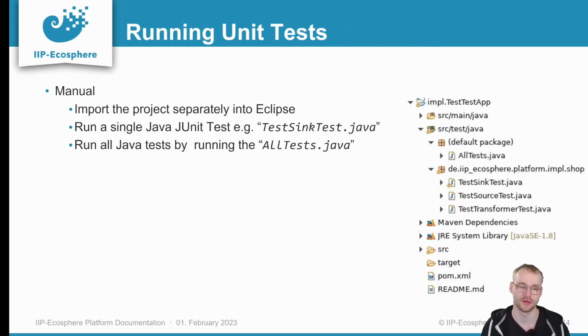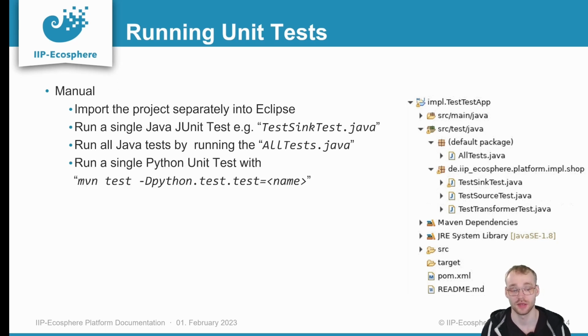How do I run these tests? So first of all, your project needs to be imported as a separate project beside your impl model, which is a given project. And you can run single Java JUnit tests, like testing test, by just using Eclipse and telling it to execute as JUnit. This might fail. If you do have a fail with this, confirm that the execution is using JUnit 4. There are some issues with JUnit 5. But you can also run all tests by running the all test Java.